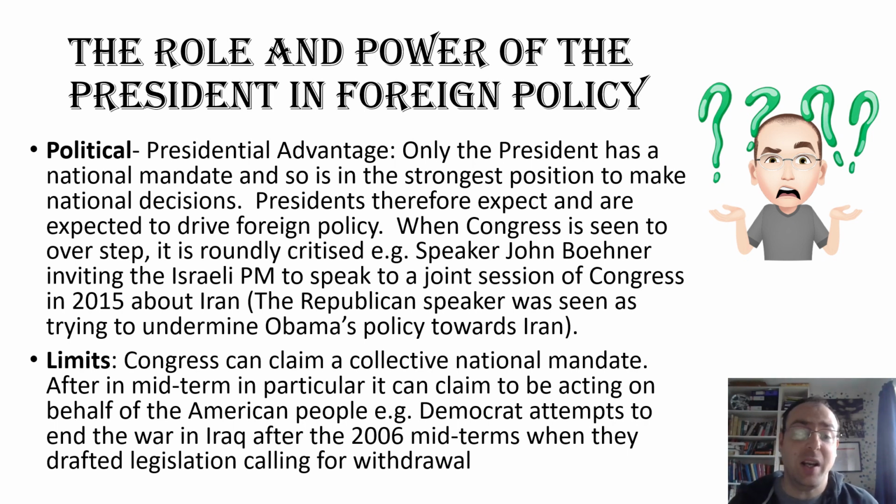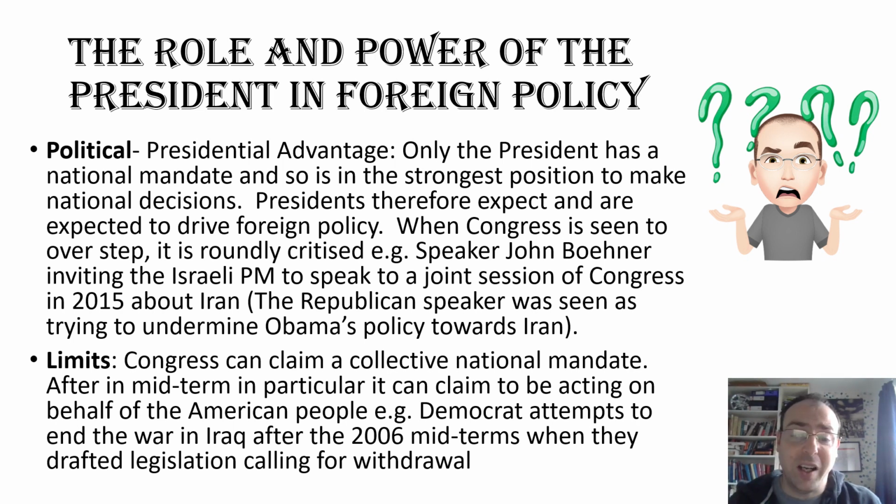Presidents expect, and are expected by most Americans, to drive foreign policy. And when Congress is seen to overstep, it is generally roundly criticised for doing it. Quite a good example is John Boehner, who invited the Israeli Prime Minister in 2015 to speak to a joint session of Congress about Iran. The Republicans essentially were trying to undermine Obama's policy towards Iran at the time, and this really was seen as an example of legislative overstep, where they're stepping on the president's toes. Foreign relations was really down to the president, and Congress was making trouble.